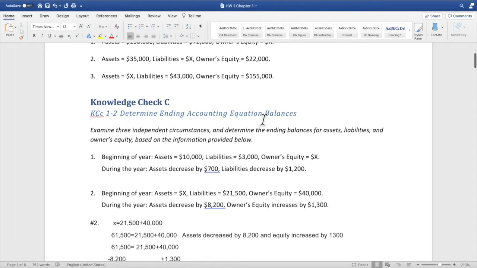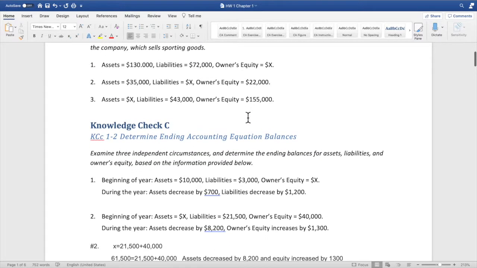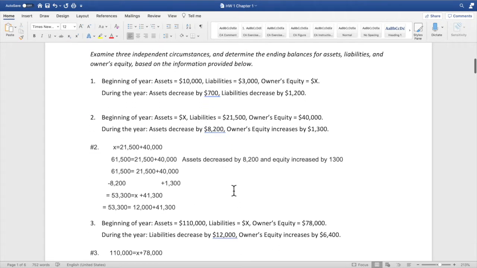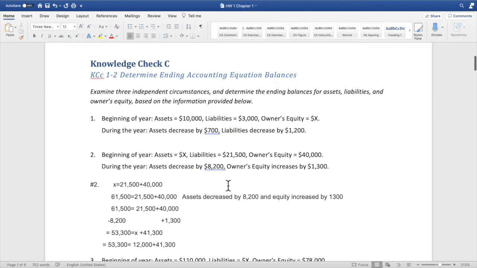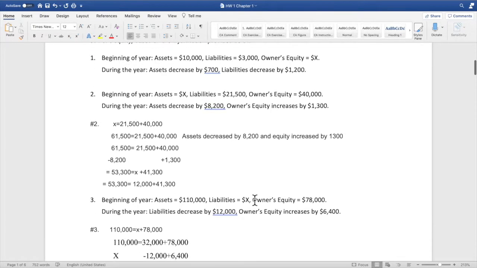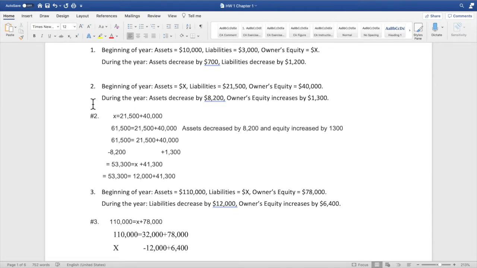So I'm not going to walk through each one, but I'm just going to give you examples here. I'm going to show you how to calculate these ones here. So we're going to examine 3 independent circumstances and determine the ending balances for assets, liabilities, and owner's equity based on the information provided. So I'm going to give you 2 answers here. You can figure out this one.